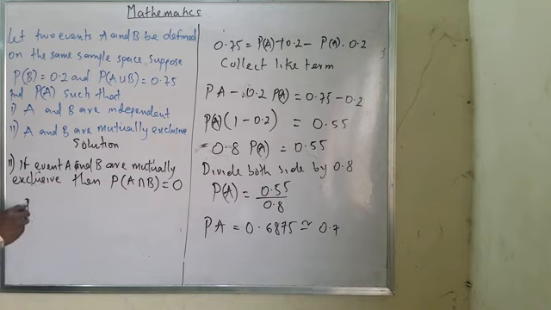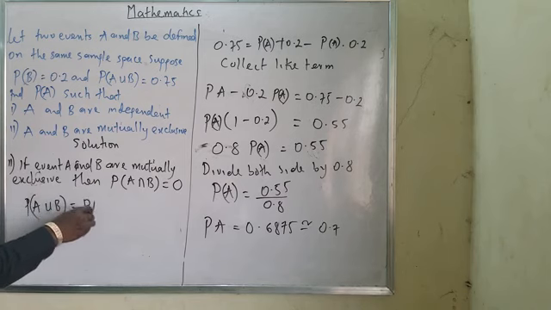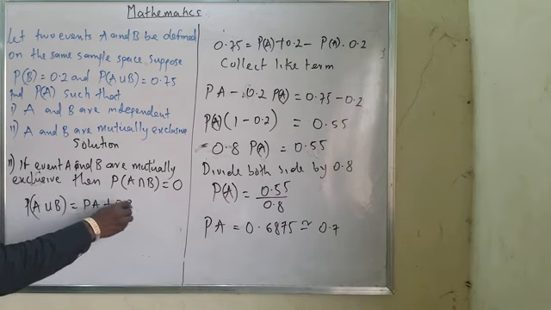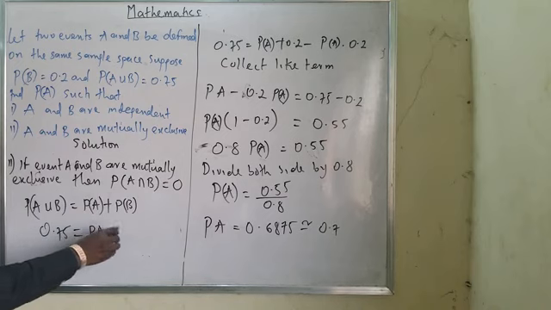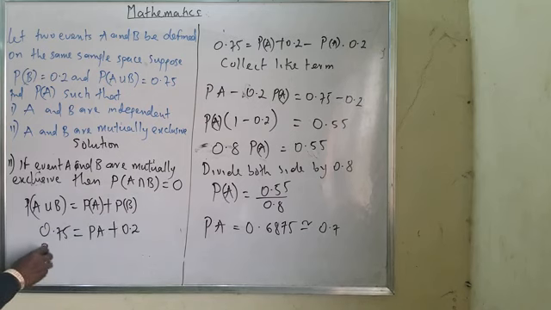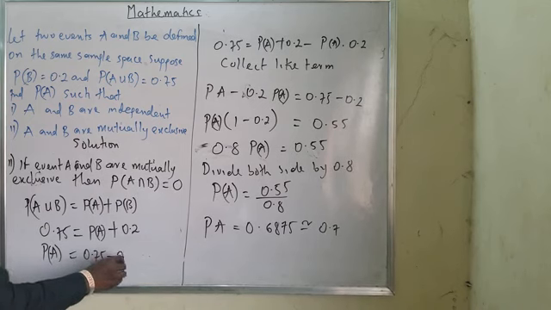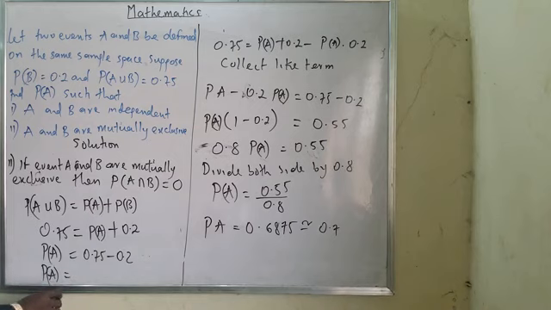Now it means the probability of A union B will be equal to the probability of A plus the probability of B. Now, from the question, 0.75 equals the probability of A plus 0.2. Now, the probability of A will be equal to 0.75 minus 0.2, which is 0.55. That is all I have to do.